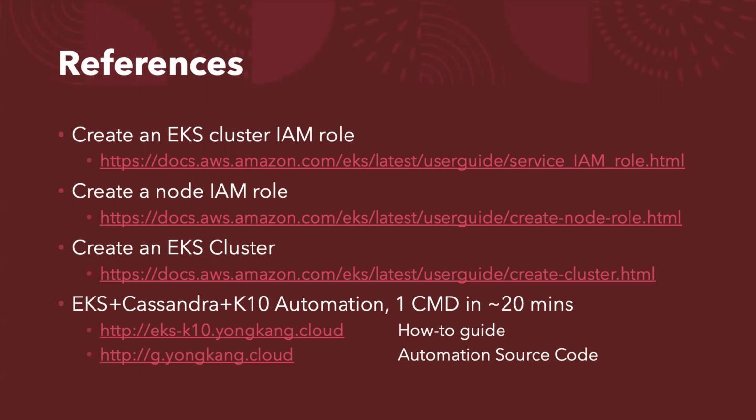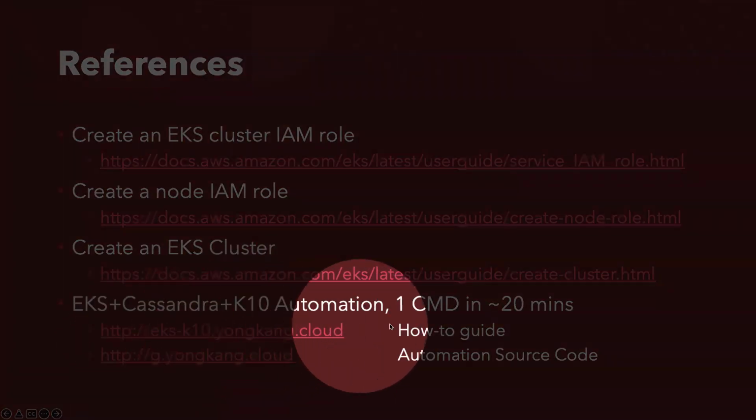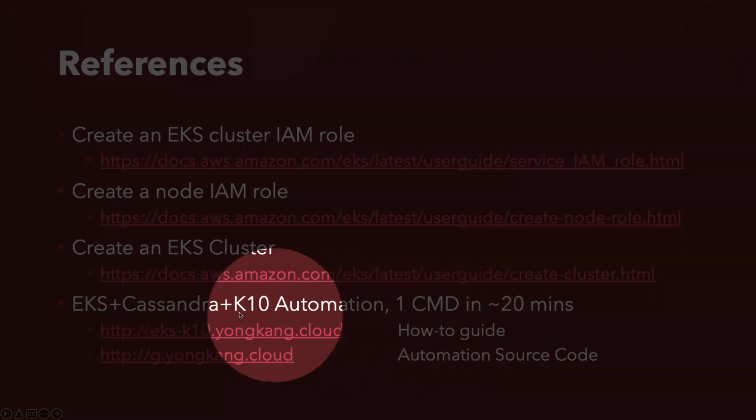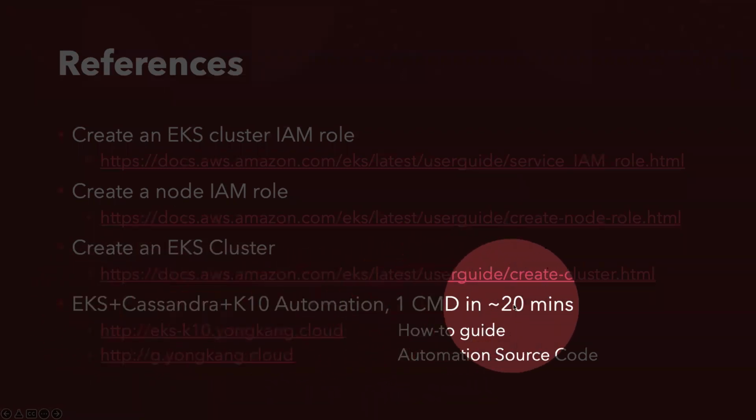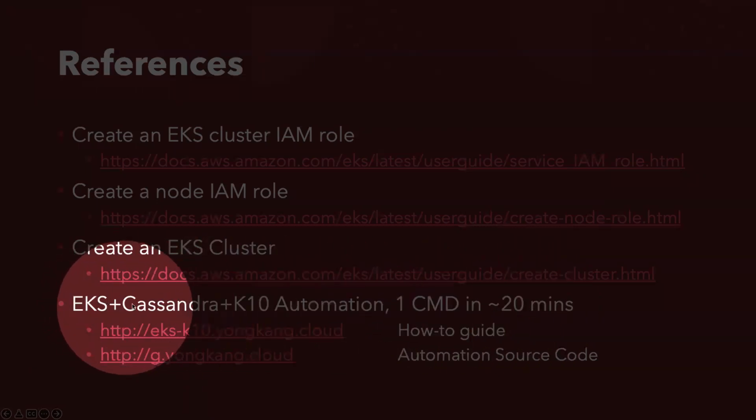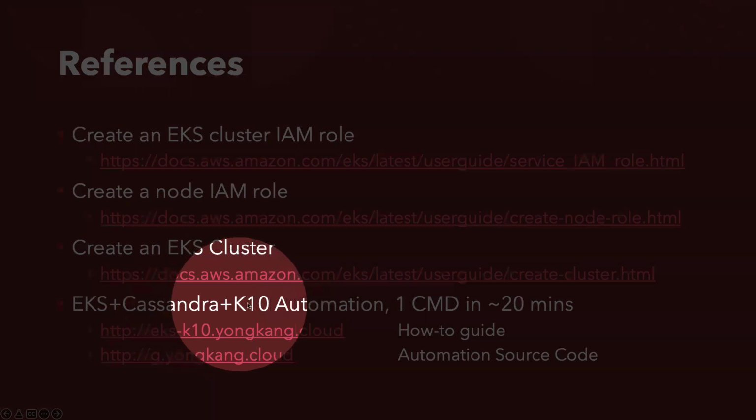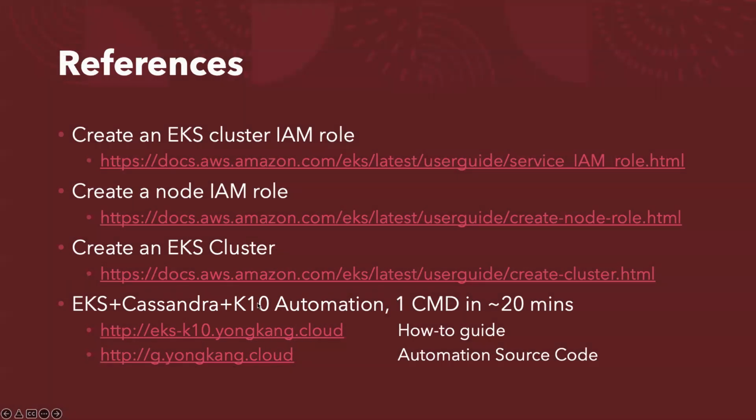And if you're interested in using automation, I made my automation scripts publicly available on a GitHub page. Here is a link to the automation source code, and also a link to the how-to guide. So basically you just need to run one command, in about 20 minutes. We're going to create an EKS cluster, deploy a Cassandra database, plus install Kasten K10, the number one Kubernetes backup, DR and application mobility software. So you can learn how backup works, how restore works, and how disaster recovery or application mobility works.